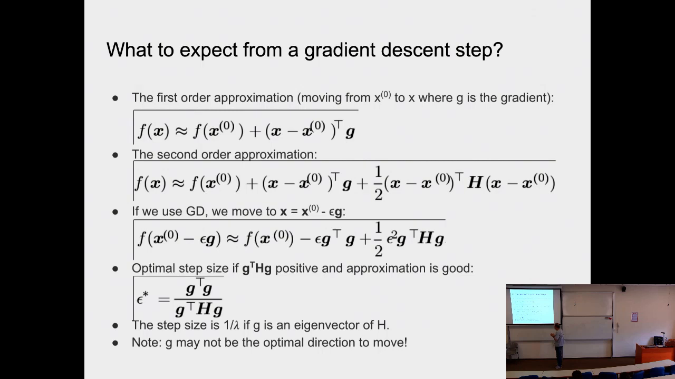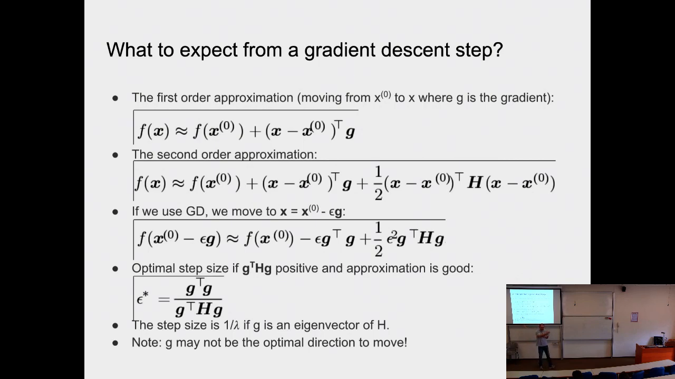Now, let's play with this a little bit. What if g was one of my eigenvectors? One of the eigenvectors of H. Then g transpose H g would be just g transpose lambda g, where lambda is the eigenvalue. So the denominator and numerator would cancel, and I would just get 1 over lambda. Okay?